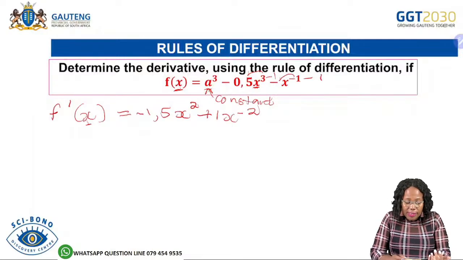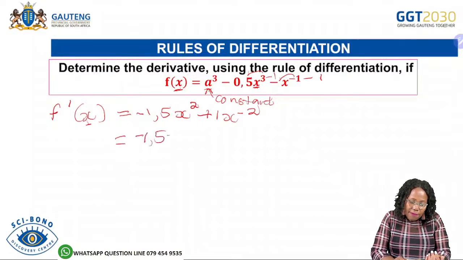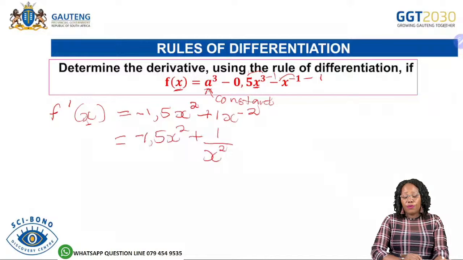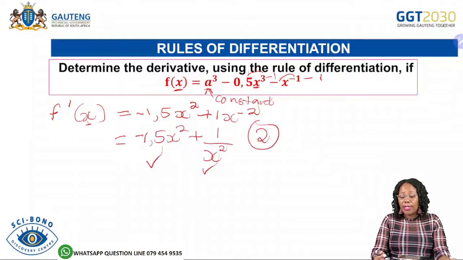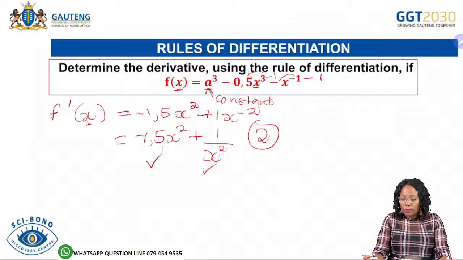Either you leave it like this, grade 12, or you can write minus 1.5x squared plus 1 over x to the power positive 2. So this problem is worth how many? 1, 2 marks if it is correctly derived.